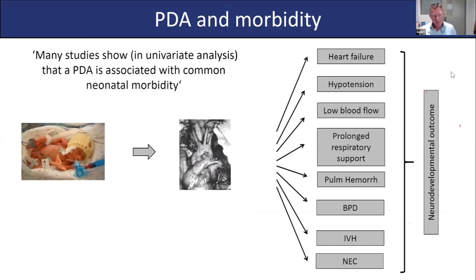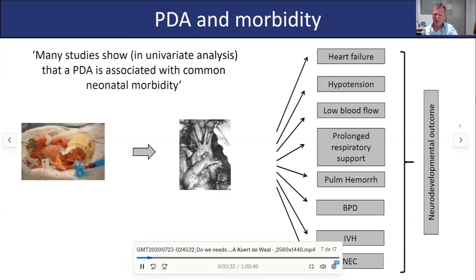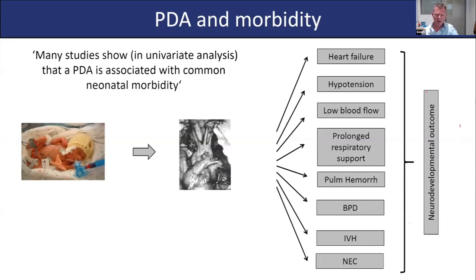In many studies, in univariate analysis, the PDA has been shown to be associated with very common neonatal morbidity: heart failure, hypotension, low blood flow, prolonged respiratory support, pulmonary hemorrhage, the development of chronic lung disease or BPD, and vascular abnormalities such as IVH and NEC, which will all have their individual impact on developmental outcomes. So it seems very simple: if you take that PDA out of the equation, then everything should get better.